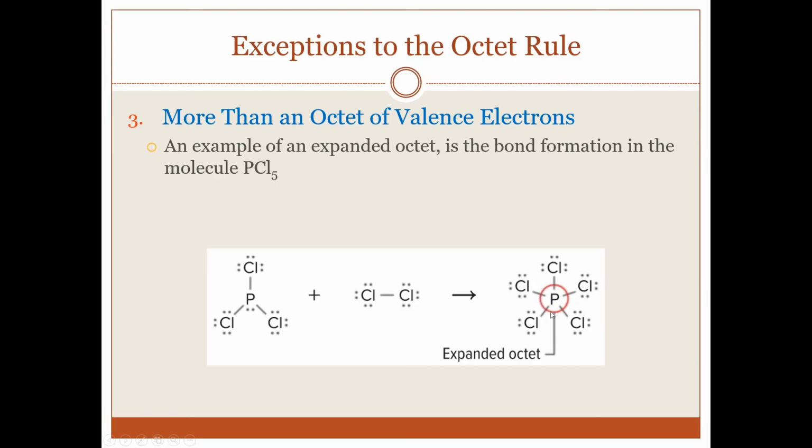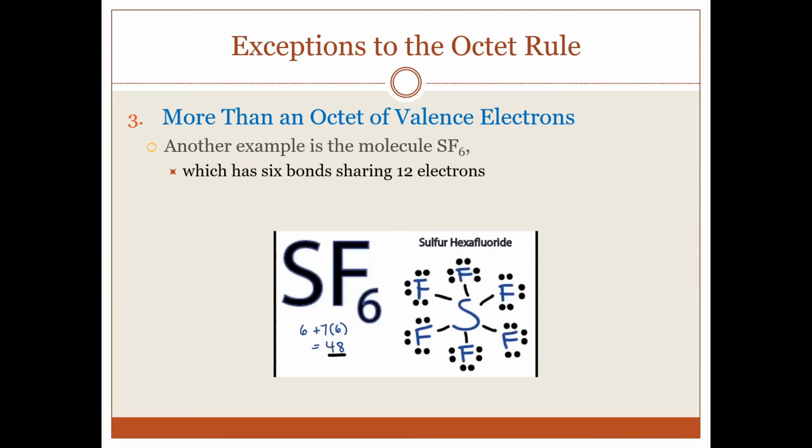So as you can see in the center we have a phosphorus and it's surrounded by 1, 2, 3, 4, 5 chlorines. So 10 electrons are going to be shared for this single phosphorus in the center. So 2, 4, 6, 8, 10. So that's more than an octet. Another example is going to be SF6. So we have sulfur in the center and it's surrounded by 1, 2, 3, 4, 5, 6 fluorines and it's going to be sharing 12 electrons. So 2, 4, 6, 8, 10, 12.